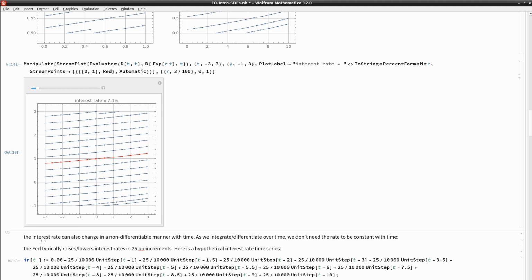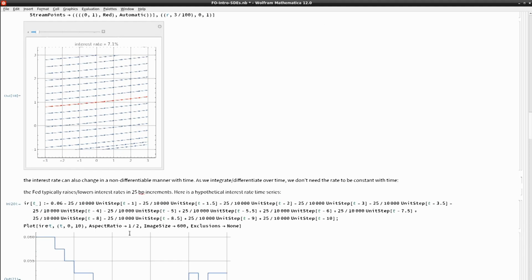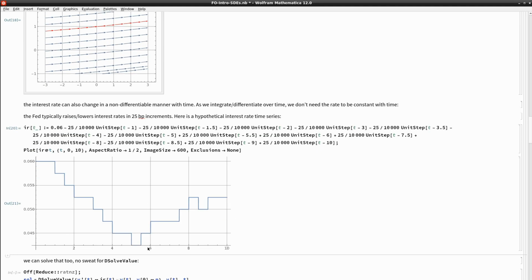Okay, next I'd like to make the point that the interest rate can also change in a non-differentiable manner with time. It doesn't have to be the constant that we're using here. And as we integrate and differentiate over time, we really don't need the rate to be constant with time. As long as it's time dependent, we have no problem. So the Federal Reserve typically raises and lowers interest rates in 25 basis point increments. So here's a hypothetical interest rate time series. This is not what we're having in actuality. It's a hypothetical rate, but you see that we're always changing it by 25 basis points.